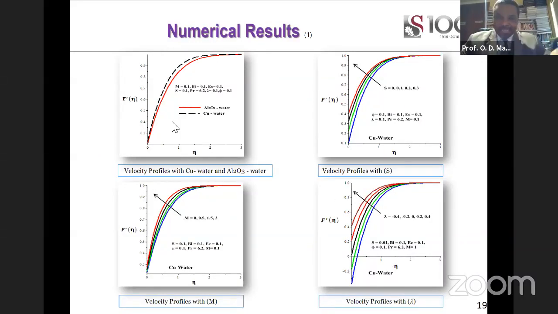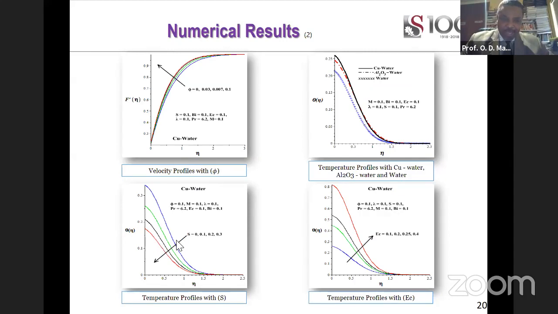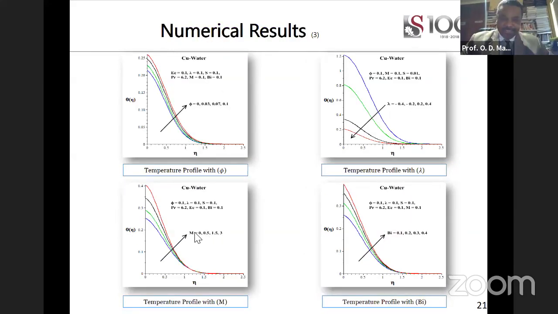Similarly, for the heat transfer, the temperature increases with the magnetic field. You can see this is due to Joule heating. You can see the temperature increasing with the magnetic field. Also, temperature increases with the nanoparticles you put there. You can see the increase in temperature because the fluid becomes heated up, and you see the boundary layer. Also, you have this one. You can see for shrinking, for negative lambda, the temperature is very high.